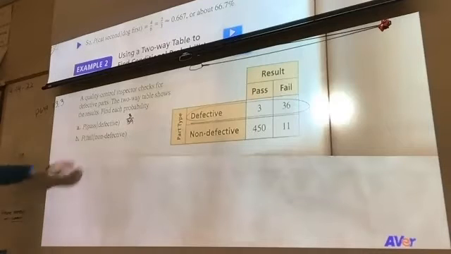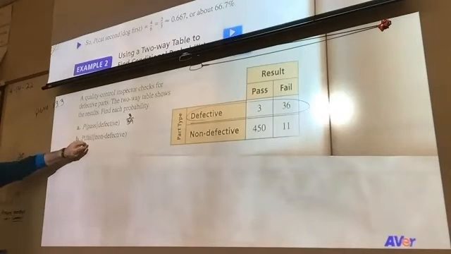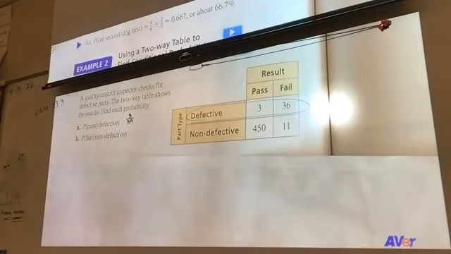Okay. Tell the person next to you what fraction is going to be for that second one. What's the probability that they fail, given that it's not defective? 11 out of 461.